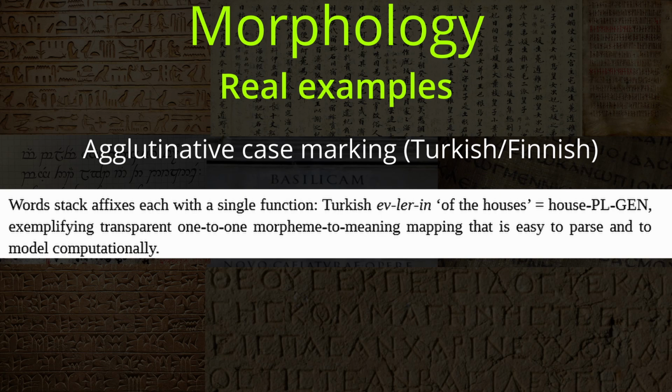Then we have agglutinative case marking, for example in Turkish or Finnish. Here, words stack affixes, each with a single function. For example, Turkish evlerin, which means of the houses. Here we have house, and then the plural affix followed by the genitive affix, exemplifying transparent one-to-one morpheme to meaning mapping that is easy to parse and to model computationally.